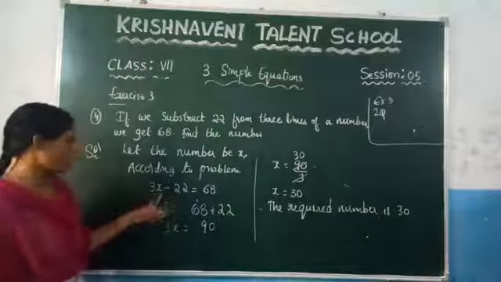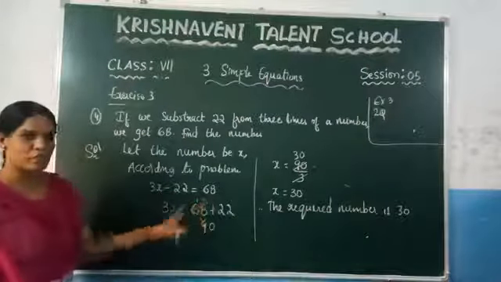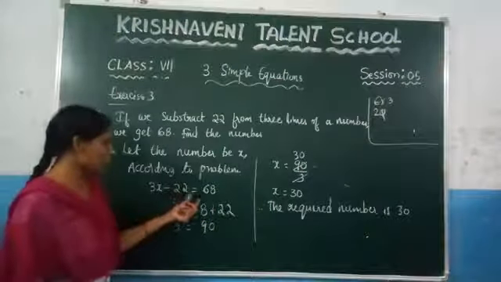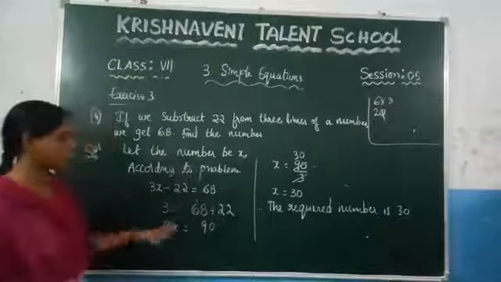3 into what is the value? We have got the x value, which is 30. You know that 3 into 30 is nothing but 90. 90 minus 22 gives you 68. So what we have done is correct.